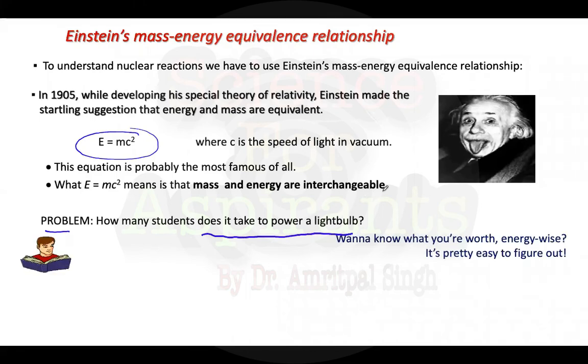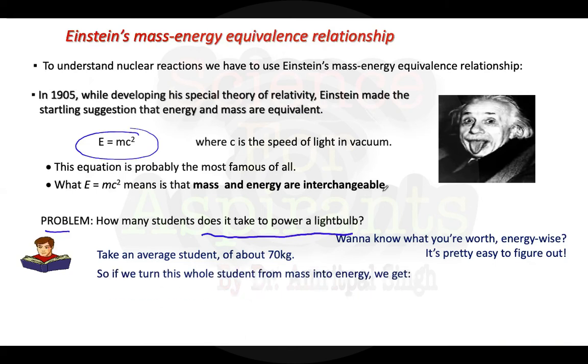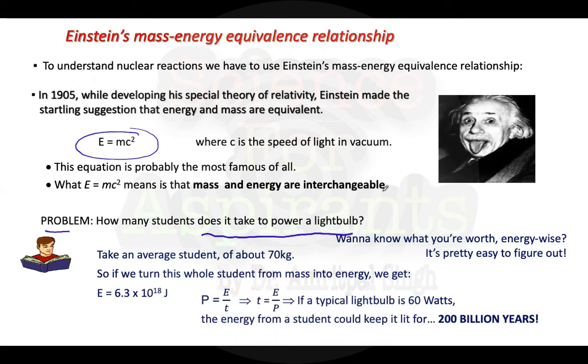So how will you solve this? Do you want to know your worth? How much energy are you carrying with yourself? It is very easy to figure out. Let us take an average student with a mass of 70 kg. When we turn this mass into energy using E = mc², this comes out to be equal to 6.7 times 10 to the power 18 joule. And from that we can find the power, that is the rate of energy, or work done, or you can say energy over time.